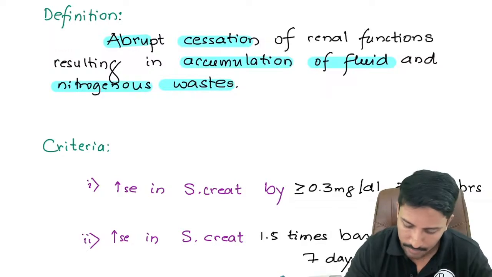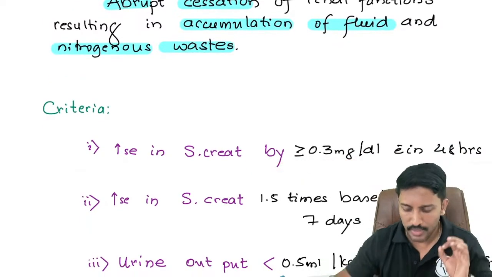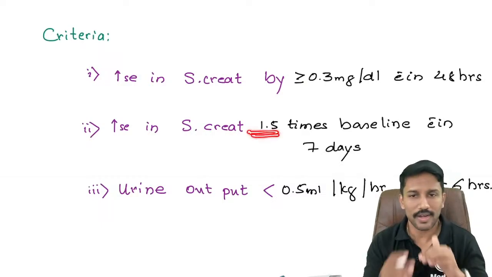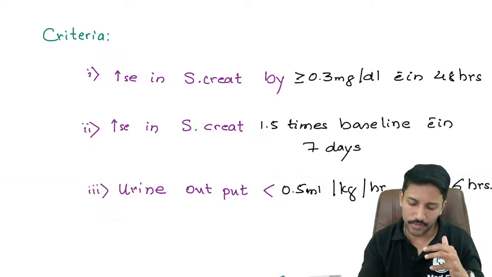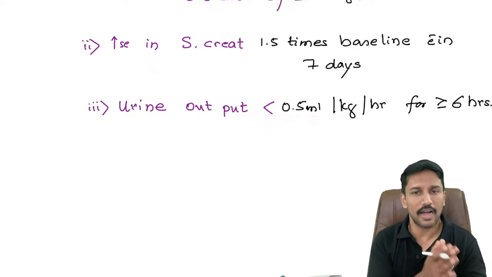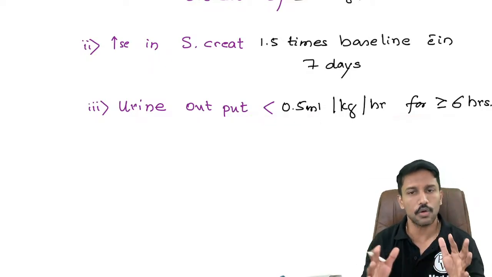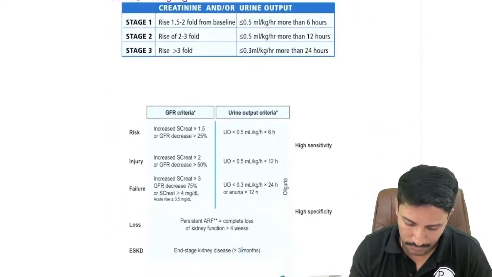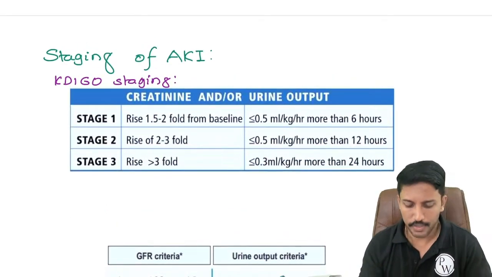Creatinine based, what did we follow? Creatinine increases by 0.3 milligrams per deciliter or more within 48 hours, or it becomes 1.5 times the baseline within 7 days. And for urine output, what did we define? Less than half a ml of urine per kg per hour sustained for 6 hours or more, right? We will build the staging from this itself. So there will be 3 stages of acute kidney injury.